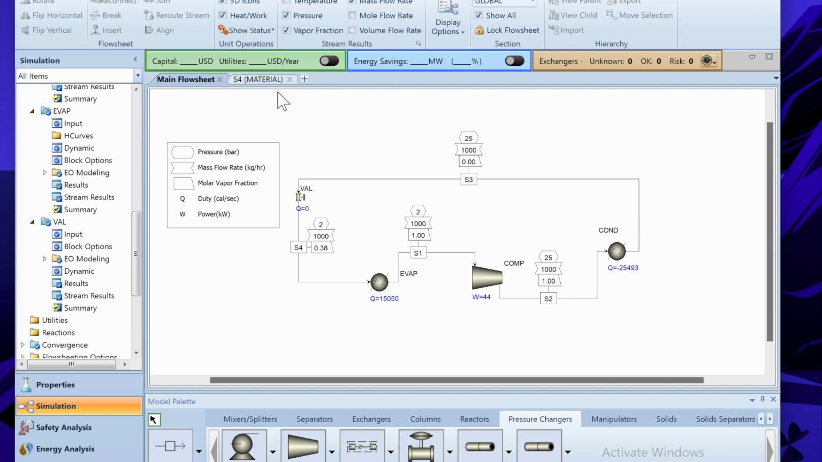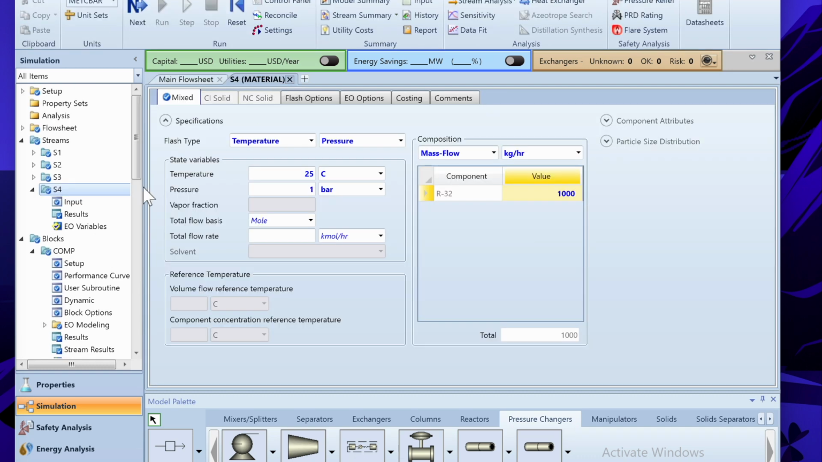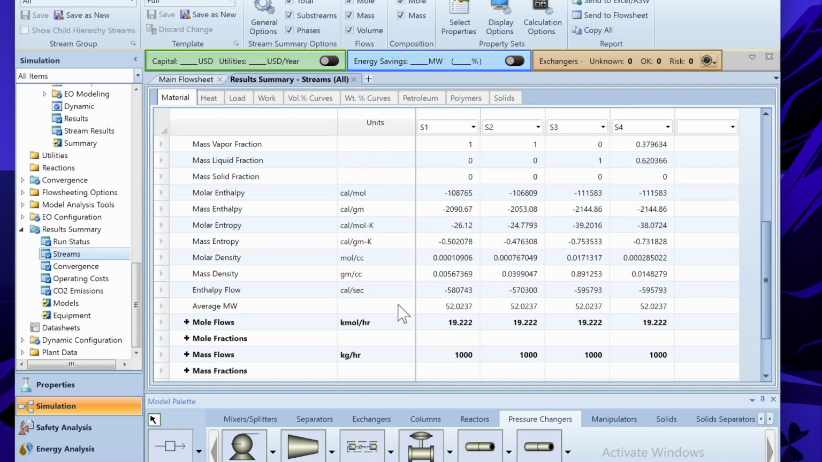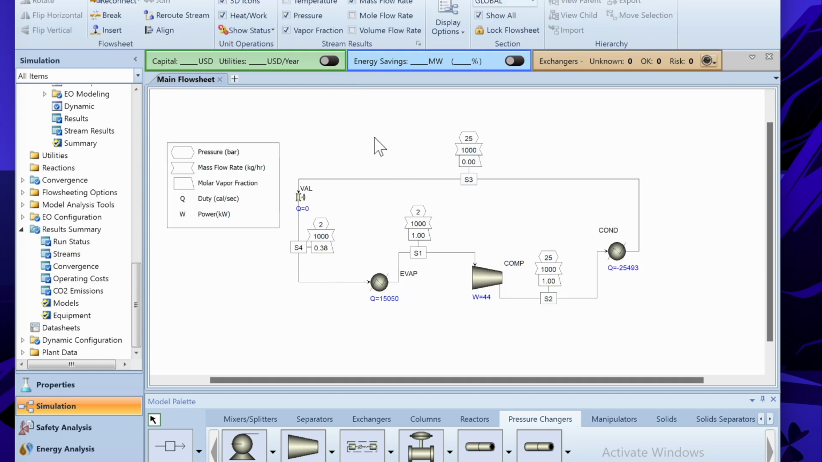Now you can see the results are different. The vapor fraction after the valve changes from 0.28 to 0.37. Now your answer will also change, the COP will also change. You can calculate it and then see the change. So this is how you simulate this VCRC in Aspen Plus.